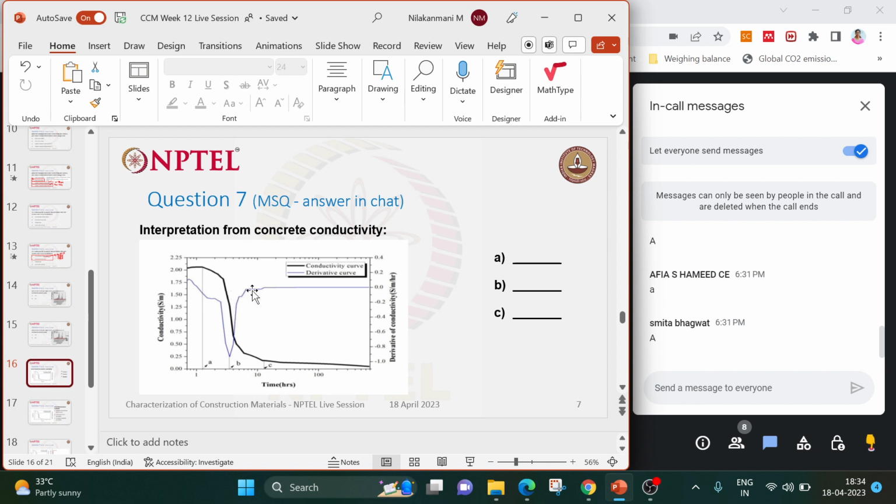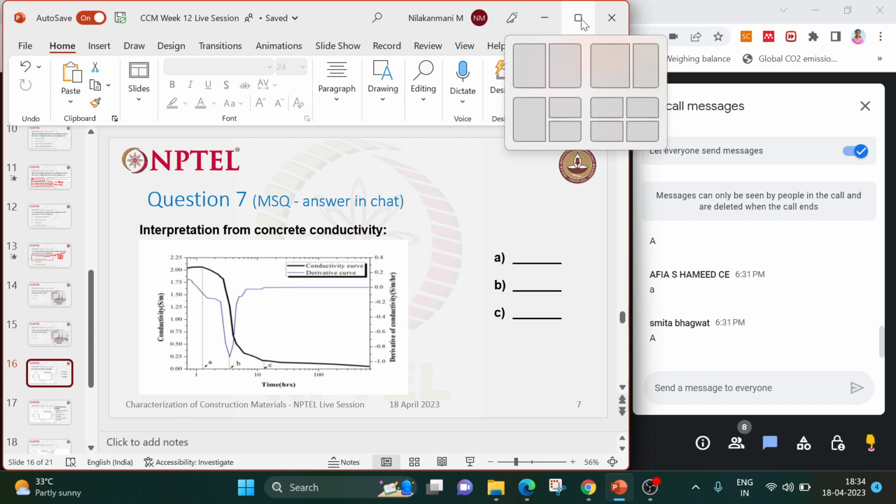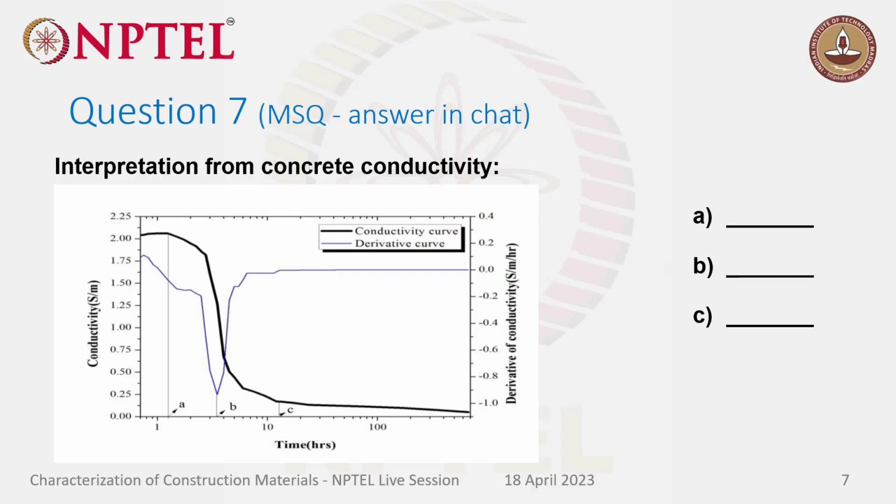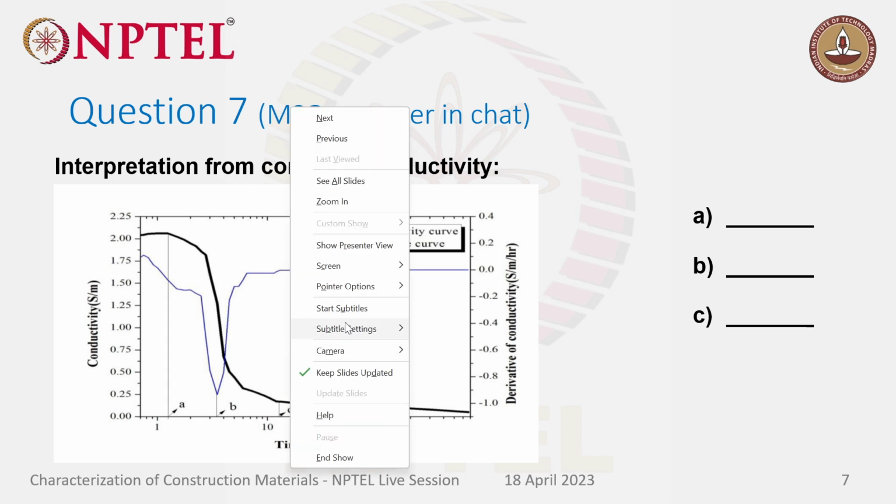For this question you have to look at this graph. For the moment I'll maximize the screen, or else you will not be able to see the graph properly. They have measured the conductivity of a cementitious system, and from the conductivity they have also derived the derivative curve. So consider the derivative curve and give your understanding. What does point A mean, what does point B mean, and what does point C mean?